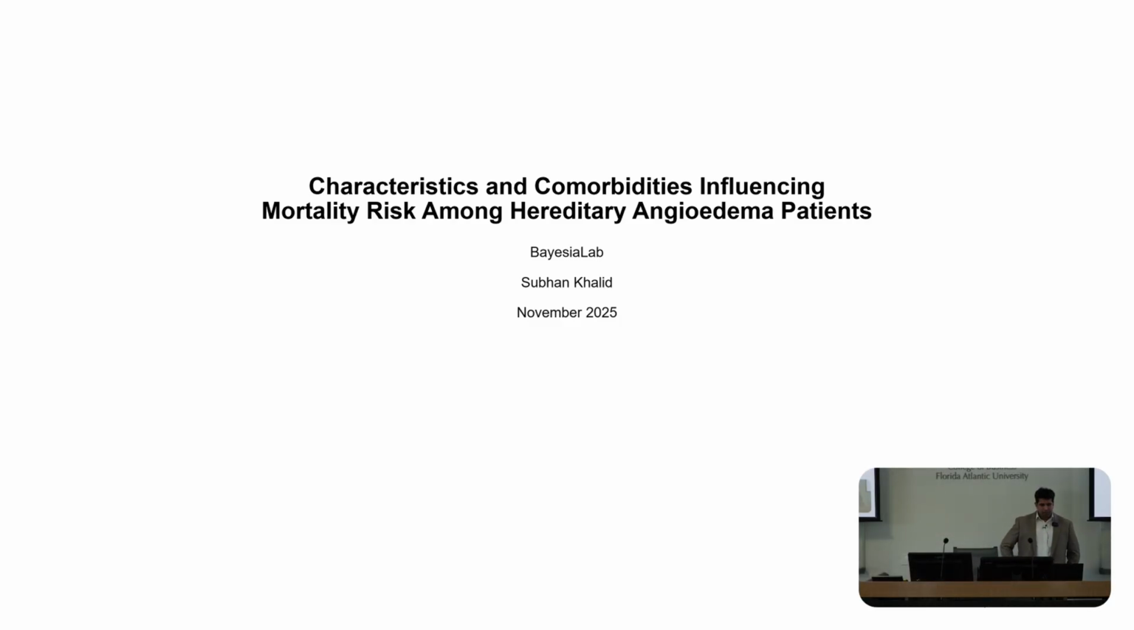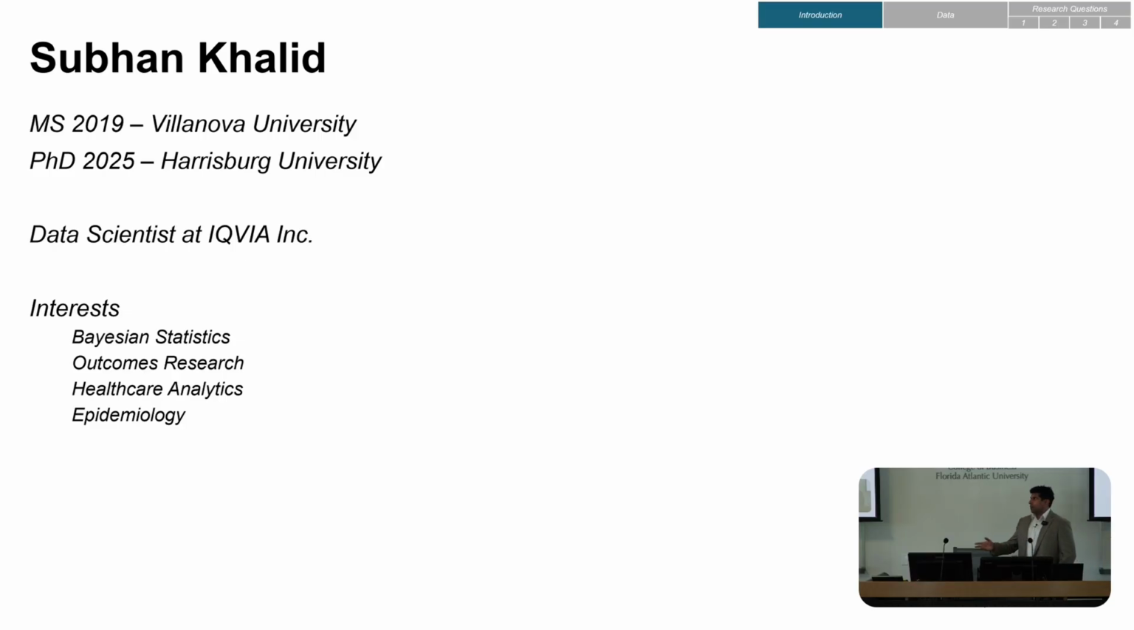So today I'm talking about characteristics and comorbidities influencing mortality risk amongst hereditary angioedema patients. I'll keep that as HA for short. This is one chapter of my dissertation that I published, and Stefan read my paper and was kind enough to invite me to present. As I go along, I'll break down all these words for you, and what I mean by mortality risk or comorbidities. But just quickly, a bit of background for me.